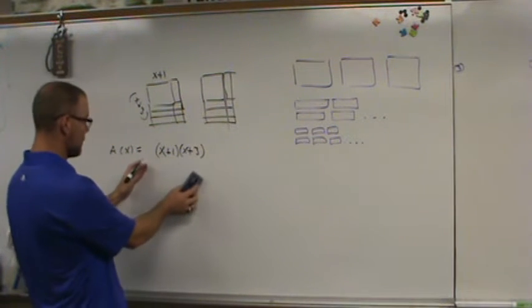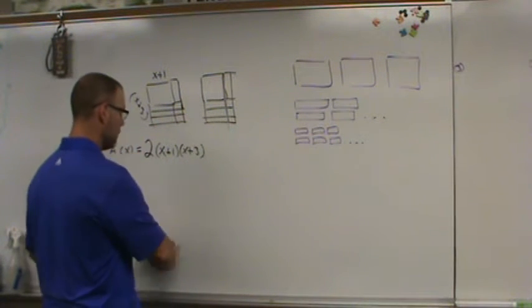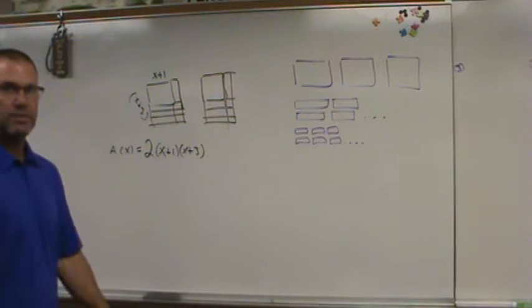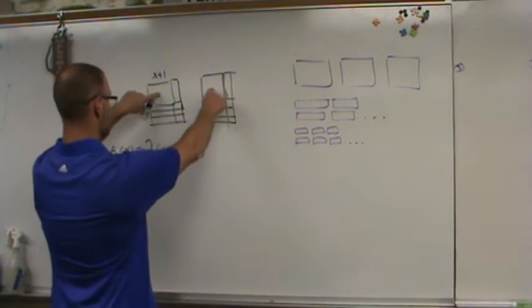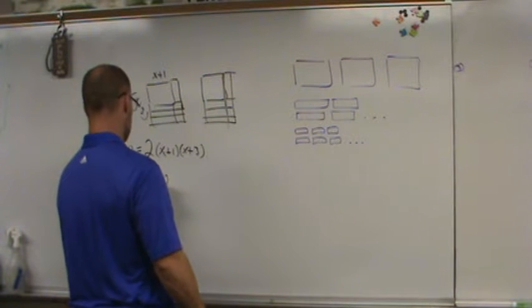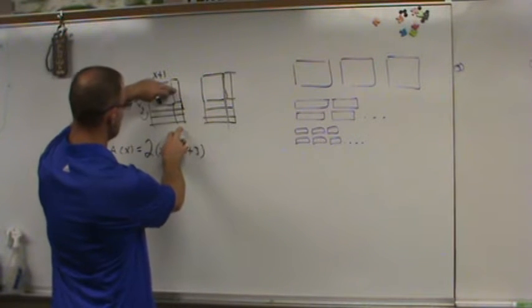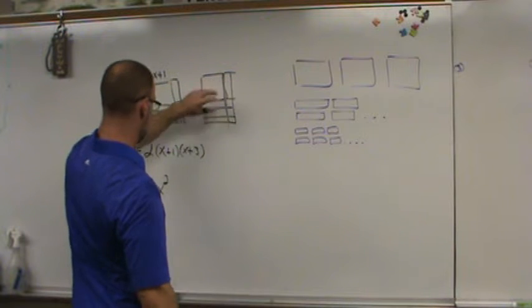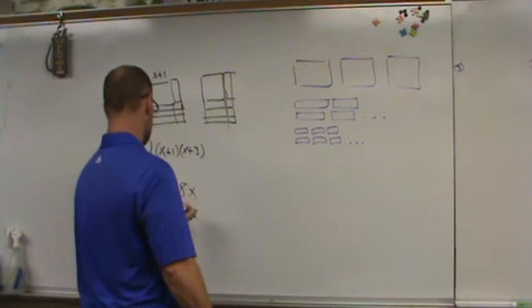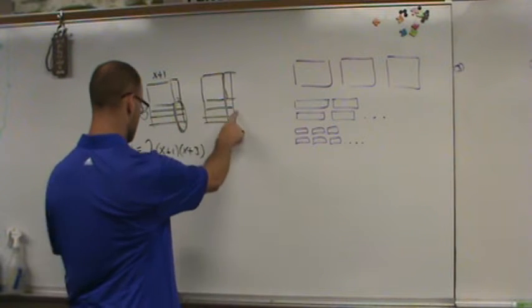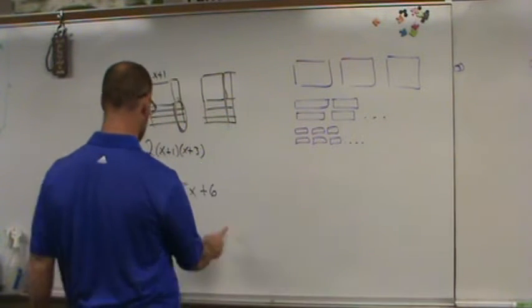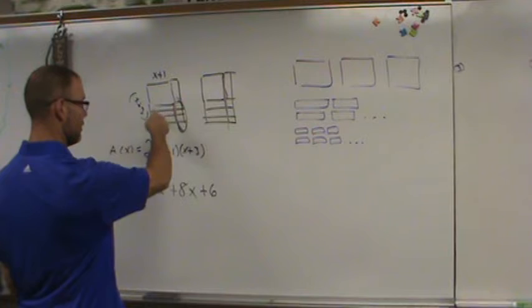Okay, so how do I express it in written form? I put a 2 in front of it. It's that simple. Now, how can I express this differently? 2x squareds, 4x's here. So if I have 4x's in this one, I have 4 in that one for a total of 8x's. And I have 3 single unit squares in this one. 3 and 3 is 6, so plus 6. There are 2 expressions for the area of this model.